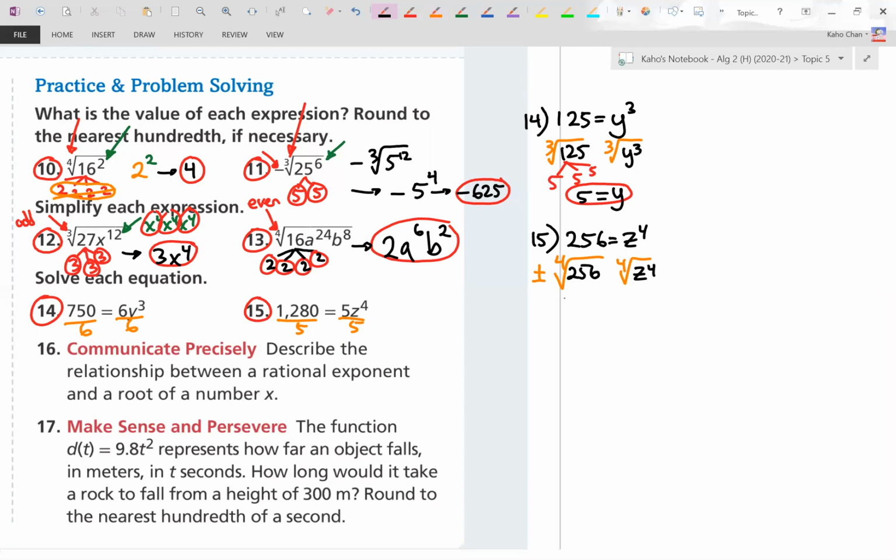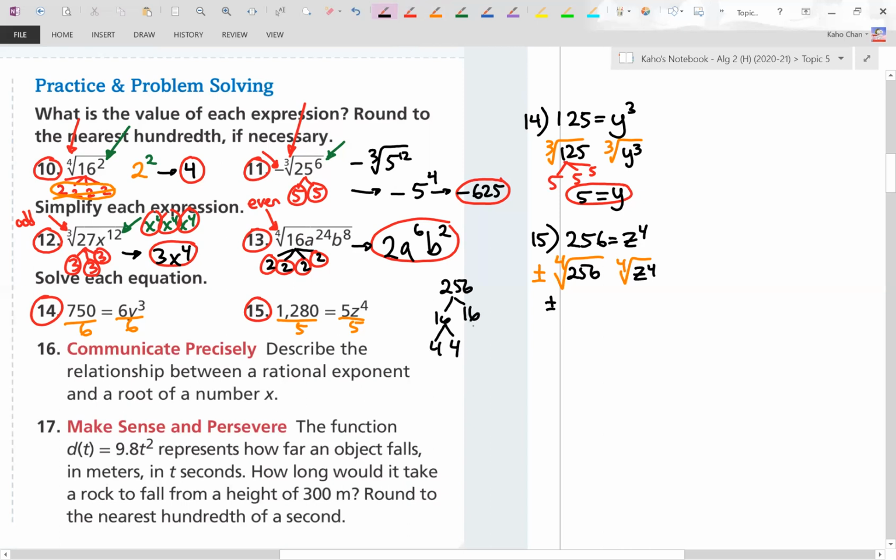All right. 256 is breakdownable. It's 16 times 16, and that can be broken down further. That's 4, 4, 4, 4. Did you know that? That's crazy, huh? 256. And I'm going to stop there because there's my grouping of 4 right there. Unnecessary to go further. Bam. The fourth root of 256 is plus or minus 4. That equals the z. All right. Not too bad.